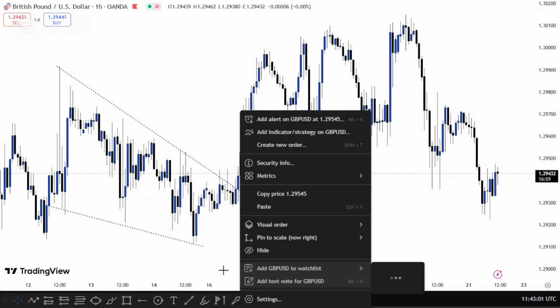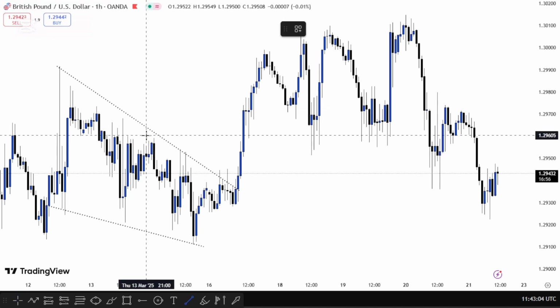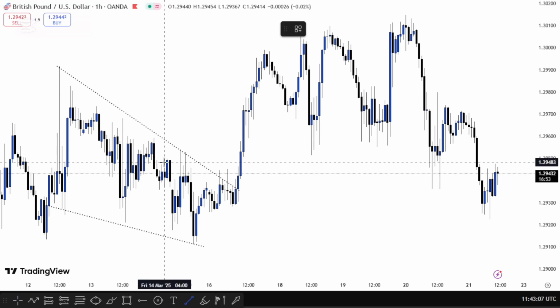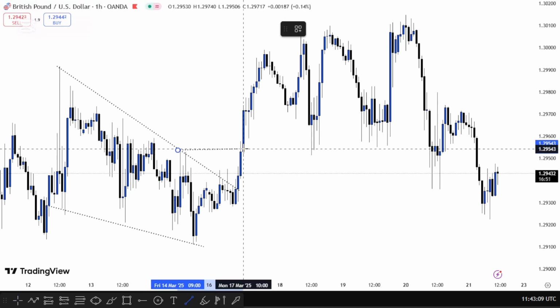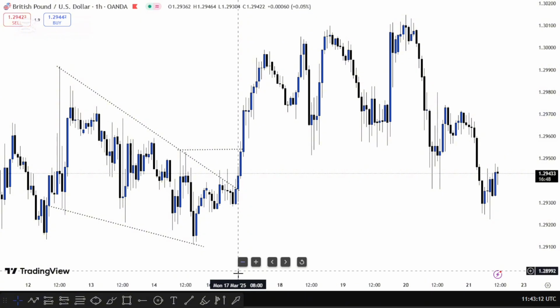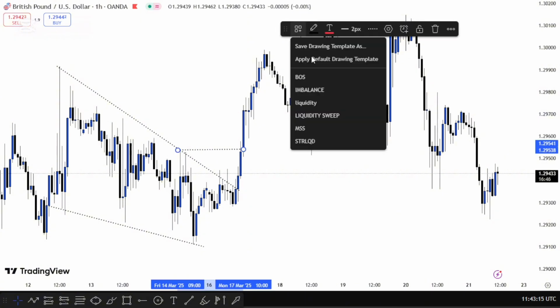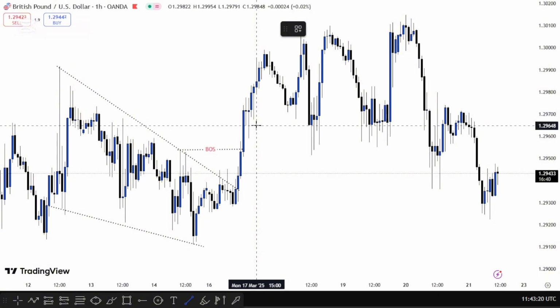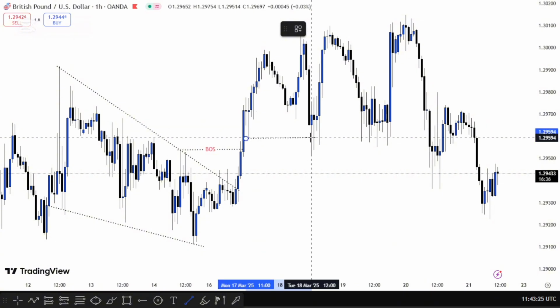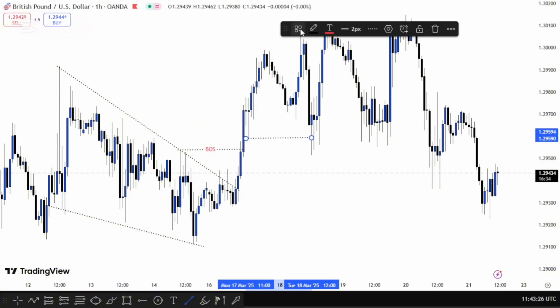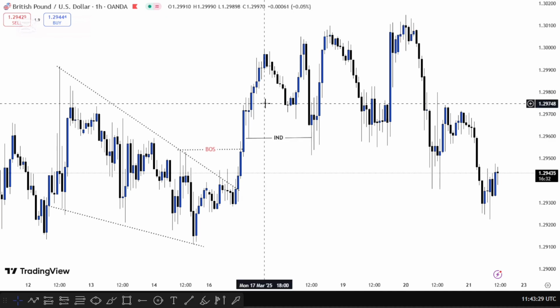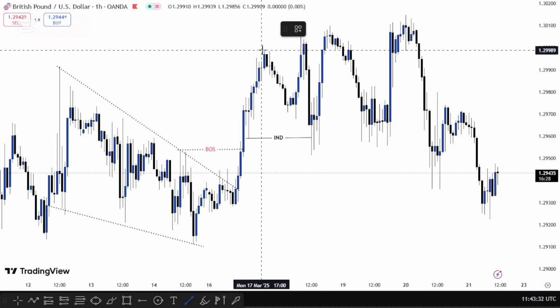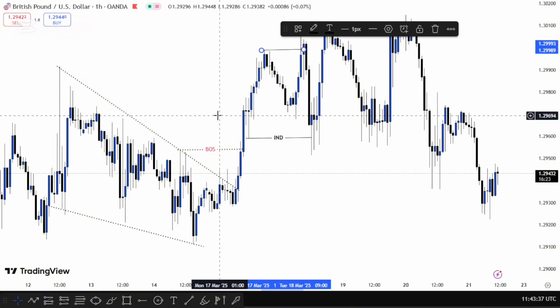So I applied the breaker block concept. So we have a break right here, and then we have our breaker structure right there. We have a pullback, which these are imbalance right here. This is my imbalance, my inducement. So I have a second breaker structure right there. So that was the trade I took, the first trade I took on Tuesday.